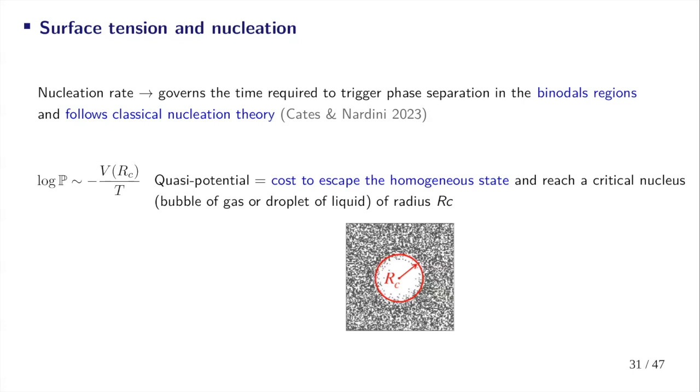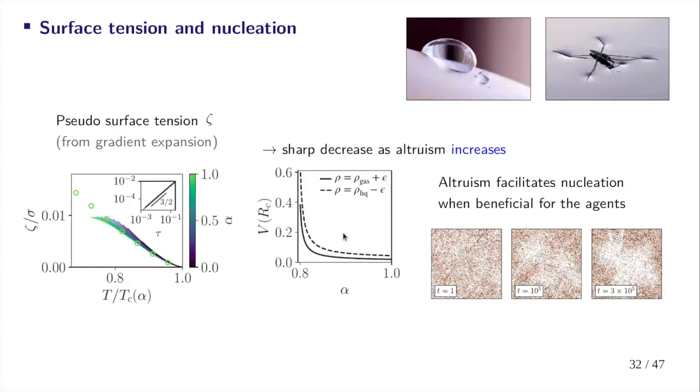And you know that the nucleation rate actually depends, just like in equilibrium, on the quasi-potential over the typical amplitude of the fluctuations. This is basically a changed Arrhenius law. Okay, you're in a metastable state. You have a rate to escape it, and this rate is given by the total cost to escape the homogeneous state divided by T, the typical amplitude of the fluctuations.